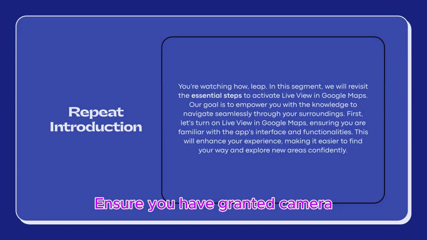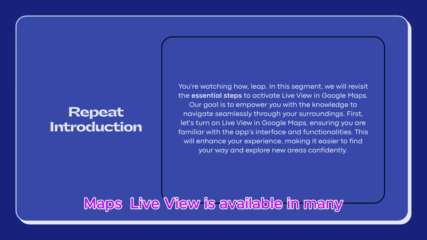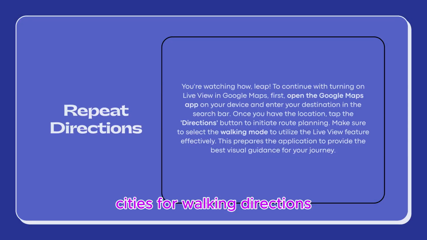Ensure you have granted camera permissions to Google Maps. Live view is available in many cities for walking directions. It helps with orientation when starting your route.